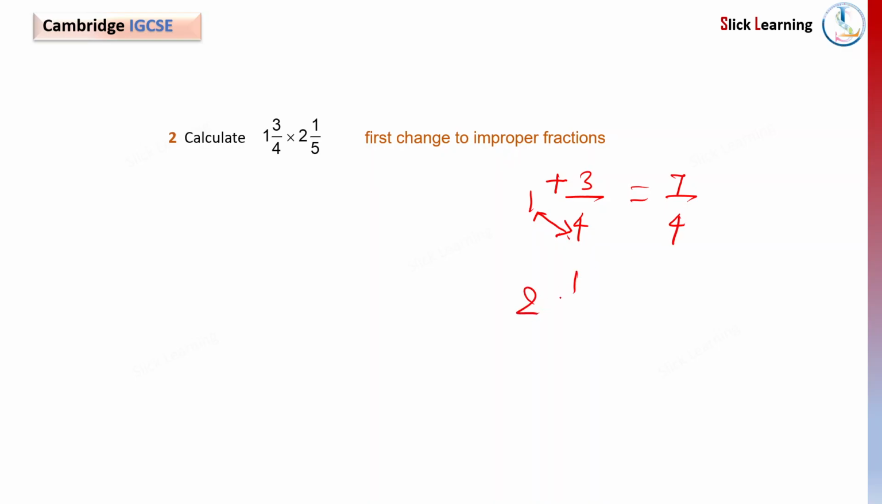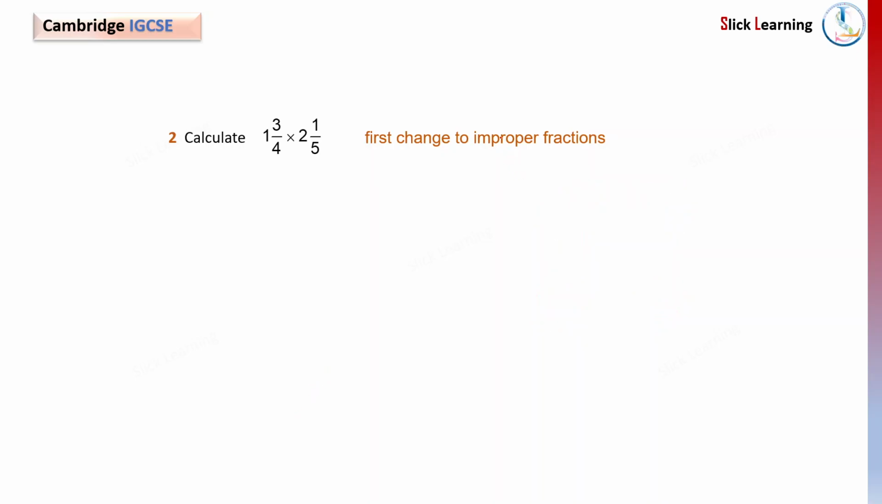Similarly 2 and 1 over 5. We are going to multiply the whole number with the denominator, and we are going to add the numerator. Means 5 times 2 plus 1, that is 11 over 5. So that's the way we are going to convert mixed fractions to improper fractions.